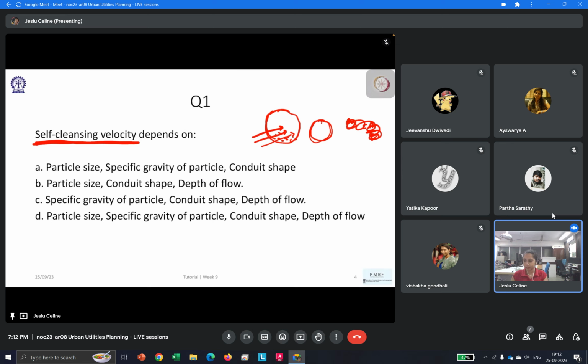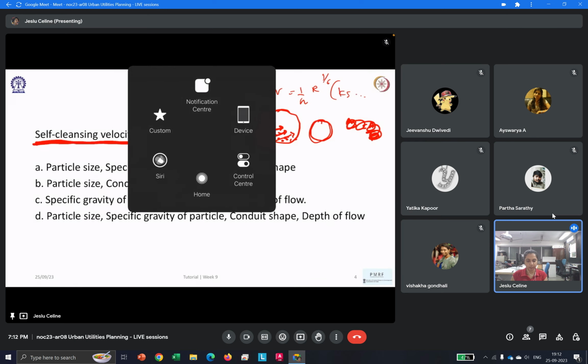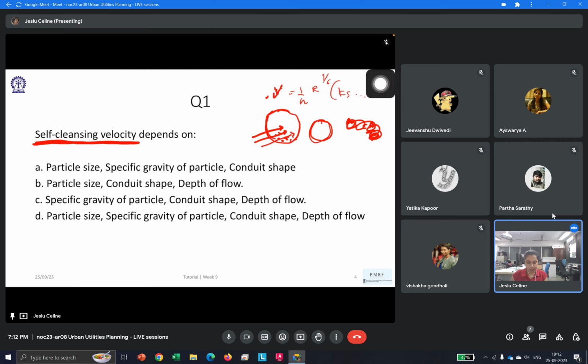It goes something like V is equal to 1 by n, R raised to 1 by 6, k raised to, so we saw a formula something like this. This is usually used when we have so many variables. We consider all these aspects and design what the velocity should be at which the water flows so that the sewer is cleaned by itself.